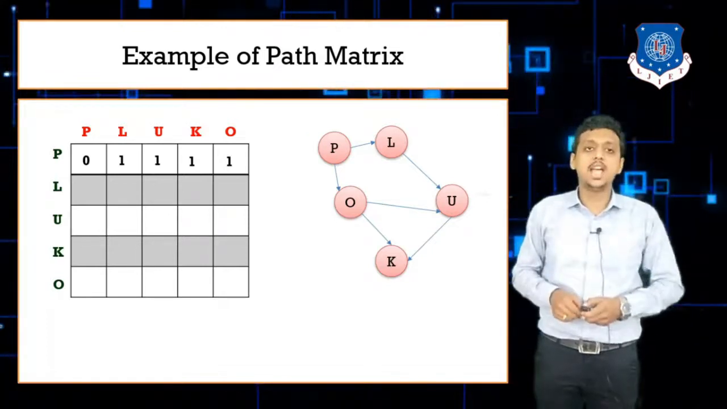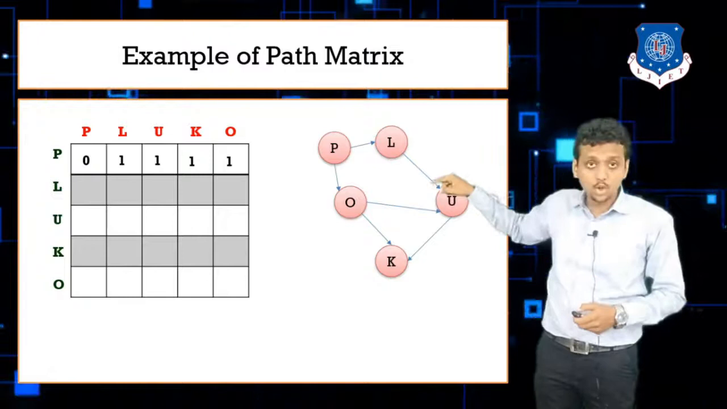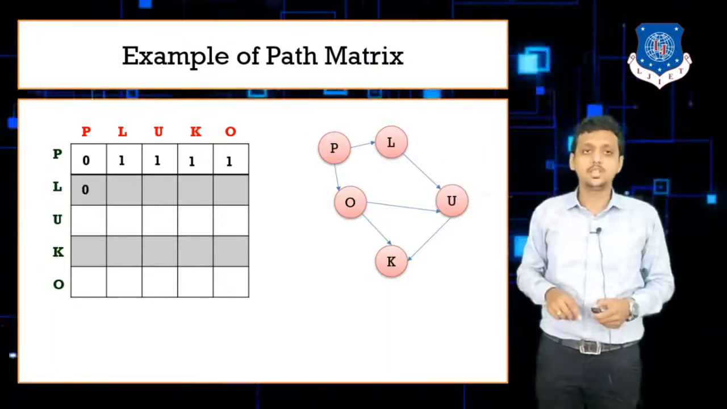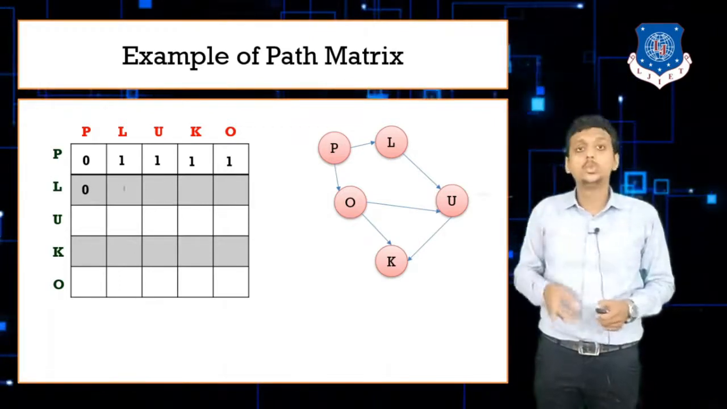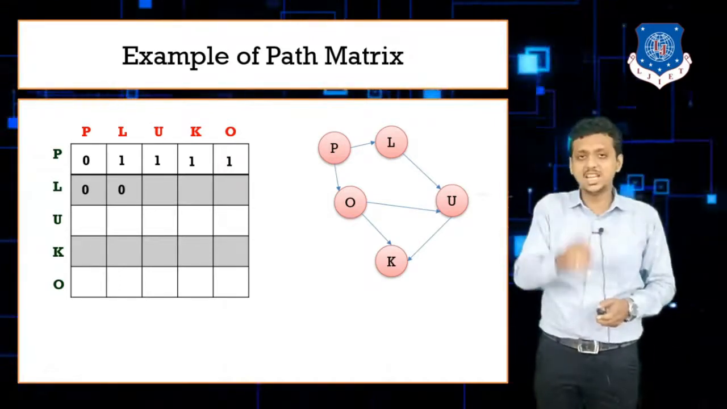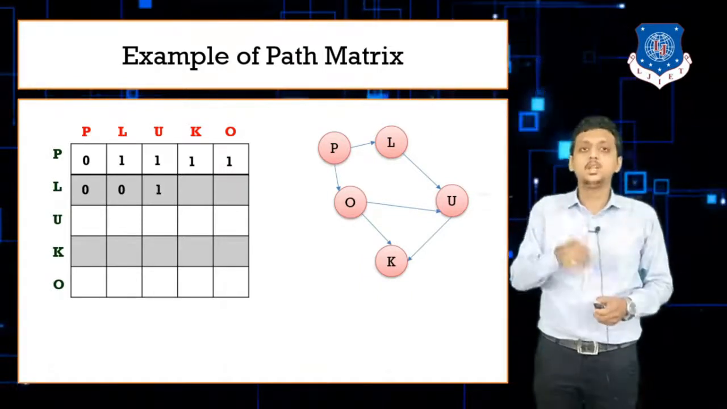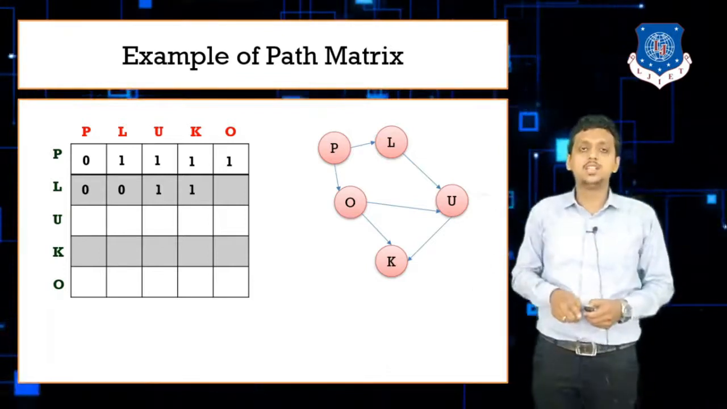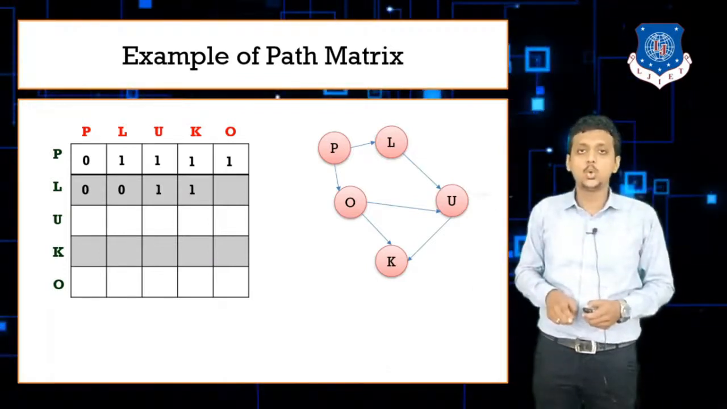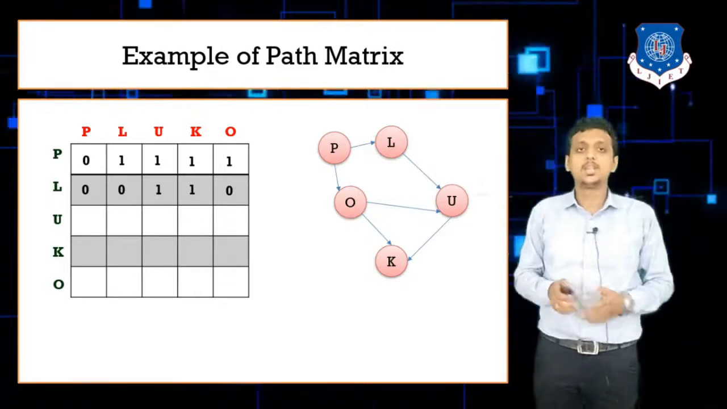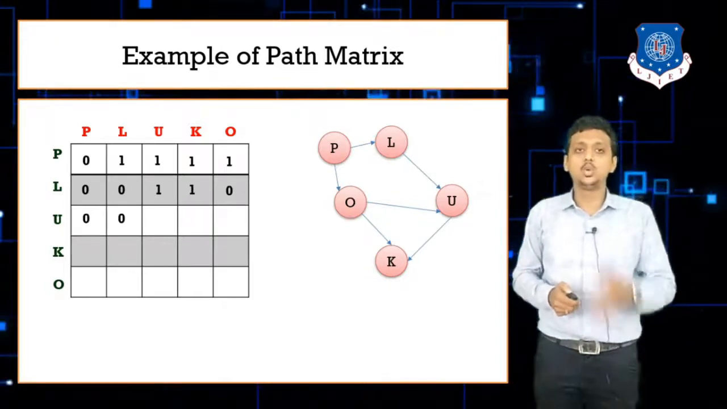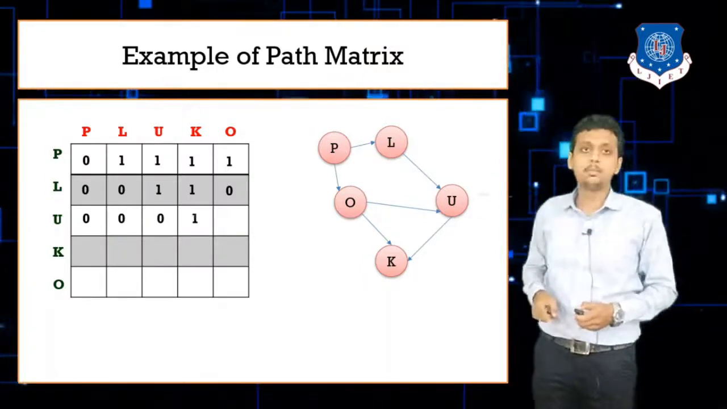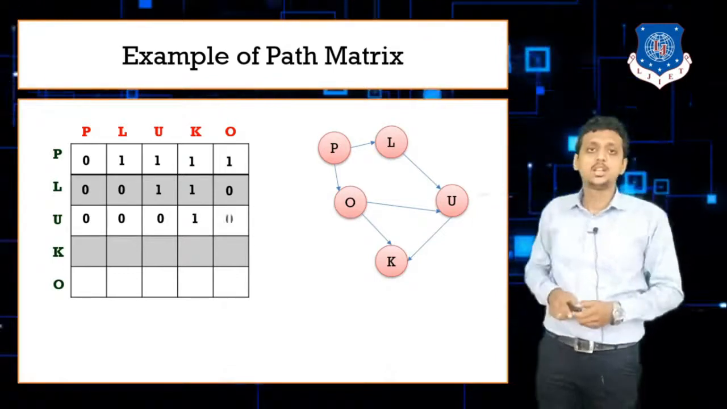Now next we have L, second row, first column. L to P. Can you go L to P? No, that means 0. Can you go L to L? No, 0. Can you go L to U? Yes, that means 1. Can you go L to K? Yes, L to U, U to K, that means 1. Is there any path between L and O? No, 0. Next we have U to P, 0, U to L, 0, U to U, 0, U to K, yes, 1, U to O, 0.